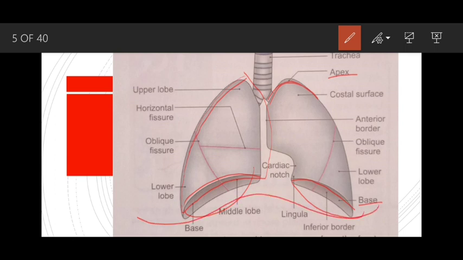And three borders. This one is the anterior border. This is the posterior border, and this is the inferior border. So the lungs have three borders, one base, one apex, and two surfaces.